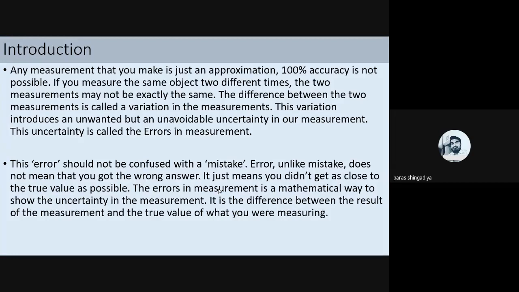Okay, that is as close to the true value as possible. And the error in measurement is a mathematical way to show the uncertainty in the measurement. It is the difference between the result of measurement, meaning the approximate answer, and the true value of what you are measuring. So it is the difference between the exact answer, meaning the true answer, minus the approximate answer. That is called the error.